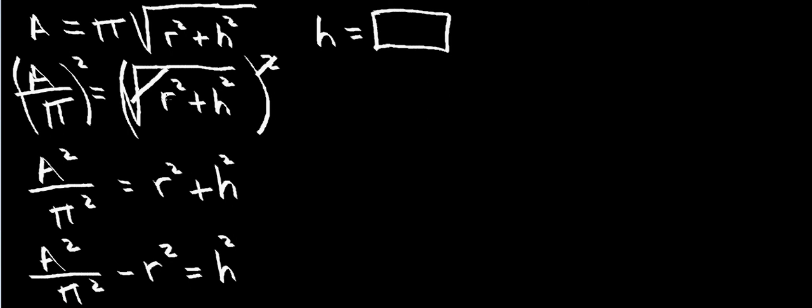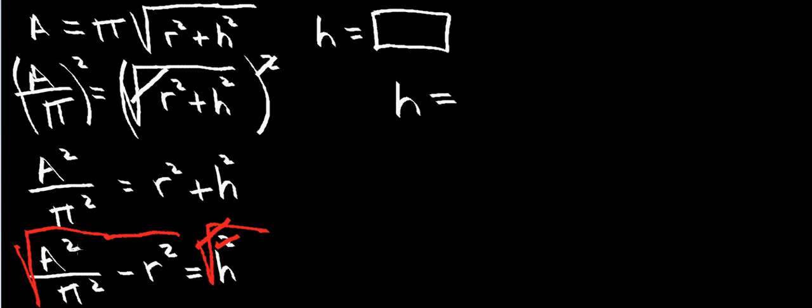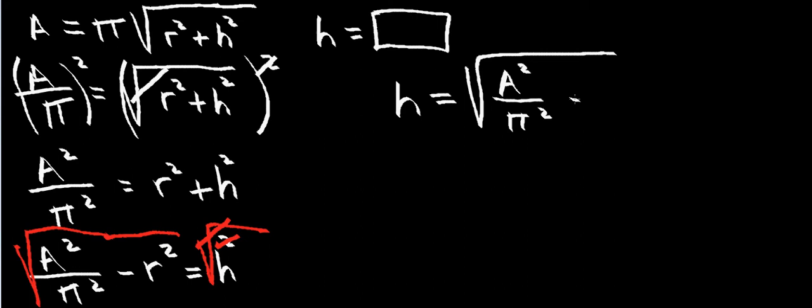Same thing we did earlier: we had a square root, we squared, now we have a square, so we calculate the square root of both sides. The square root and the square will cancel each other, and what we have left is that h equals the square root of a squared over pi squared minus r squared. And this is already the solution.